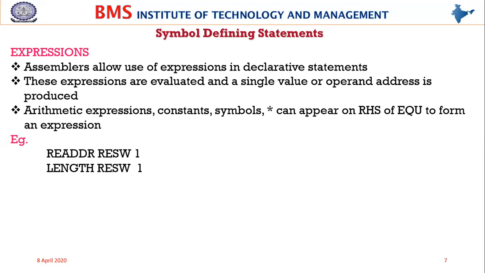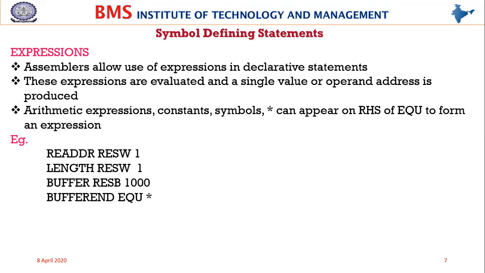That means 3 bytes. Next, buffer is a user-defined symbol name. Reserve bytes 1000 means we are declaring 1000 bytes. We are declaring a string of 1000 bytes, of type character, and its name is buffer. These are all our normal declarative statements. Next we are going to see.